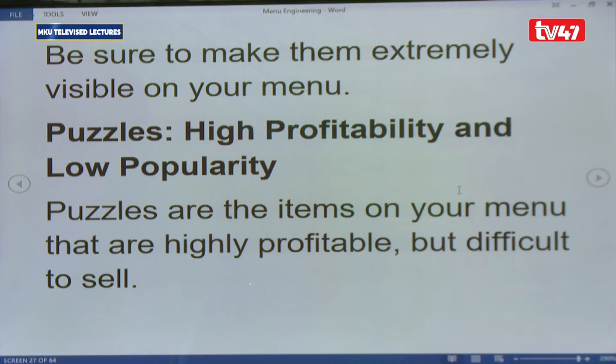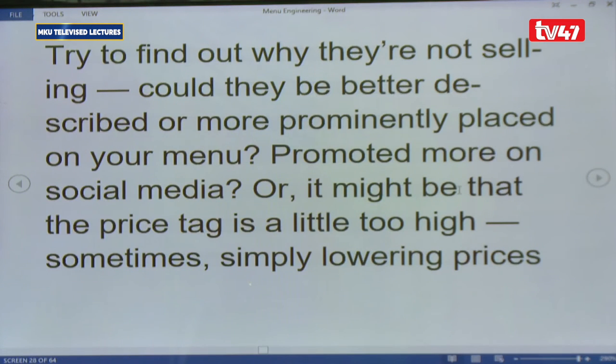When it comes to the puzzles, highly profitable but low in terms of popularity. These are items on your menu that are highly profitable, as I've mentioned, but are quite difficult to sell because the guests are not asking for them. So what do you do with these ones? Try to find out why they are not selling. There are a number of reasons that may come into that, because that is the only problem, that they are not selling, yet they are quite profitable.